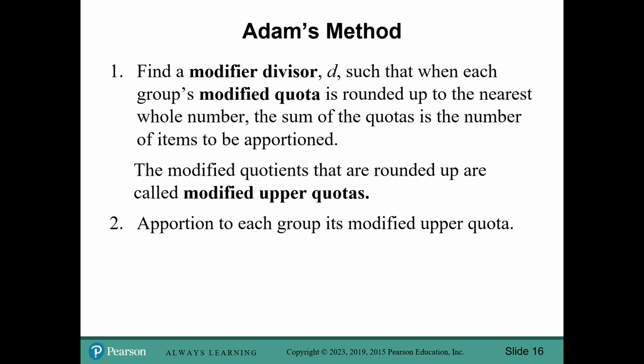Okay, let's look at Adams' method though. Adams' method says to find a modified divisor D such that when each group's modified quota is rounded up to the nearest whole number, the sum of the quotas is the number of items to be apportioned. The modified quotients that are rounded up are called modified upper quotas. The apportionment to each group is its modified upper quota.